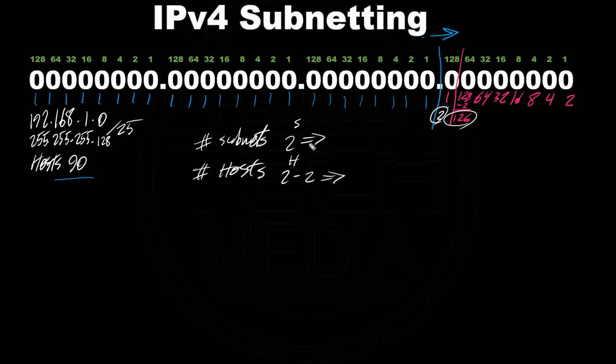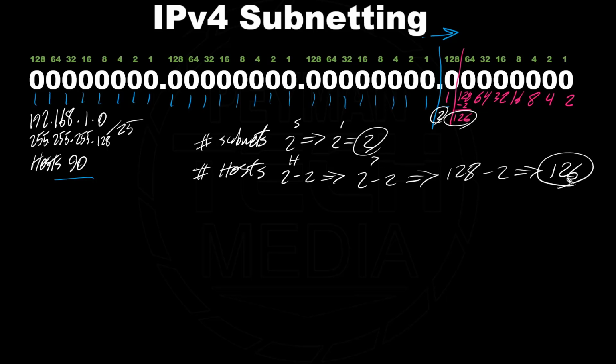Let's find out. So if we apply this formula, 2 to the power of subnet bits, how many subnet bits do we have? 1. 2 to the power of 1, it's 2. And 2 to the power of host bits, all the zeros are host bits. So we have 1, 2, 3, 4, 5, 6, 7 host bits. 2 to the power of 7 minus 2. So it should be 128 minus 2, which gives us 126. So we will have 2 subnets with 126 available IP addresses per subnet. And if we see it in action, we have 192.168.1.0, that's our 0 network, 192.168.1.0 network.